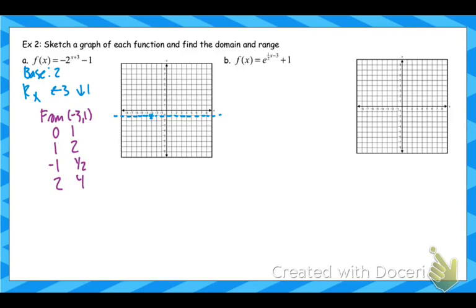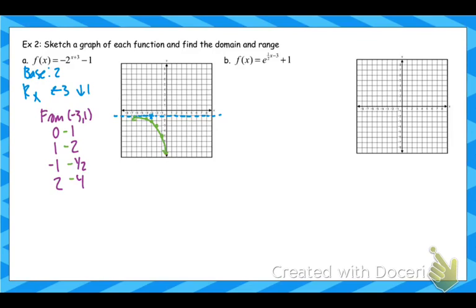All right, now let's apply the transformations. So this has been reflected over the x. That means that I'm going to make all those y's negative. So from that star, over 0, down 1. Right 1, down 2. Left 1, down 1/2. And right 2, down 4. And that's my exponential function.